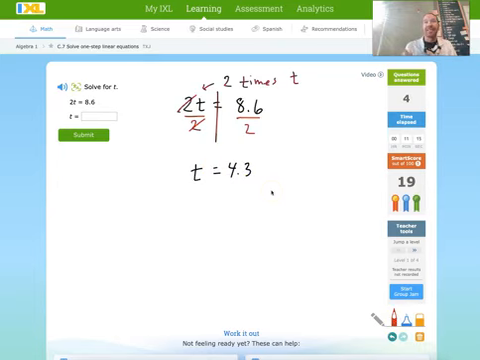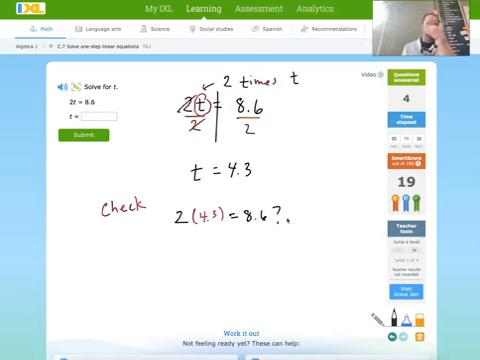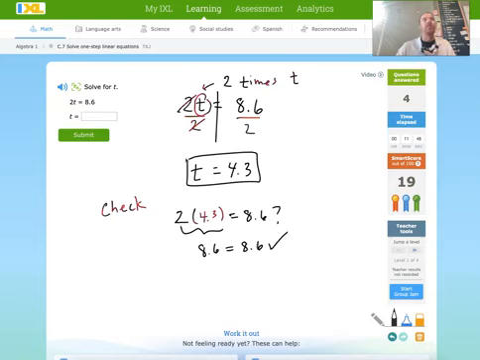So that's our answer, but let's check this before we put it into IXL, because if I get it wrong, then my score would drop. If I put the 4.3 right there, 2 multiplied by 4.3, that is supposed to equal 8.6. Is that the case? Is 2 times 4.3 equal to 8.6? Grab the calculator if you need to, but this does work out. 8.6 equals 8.6. That is what we were hoping. So 4.3 is a good solution.